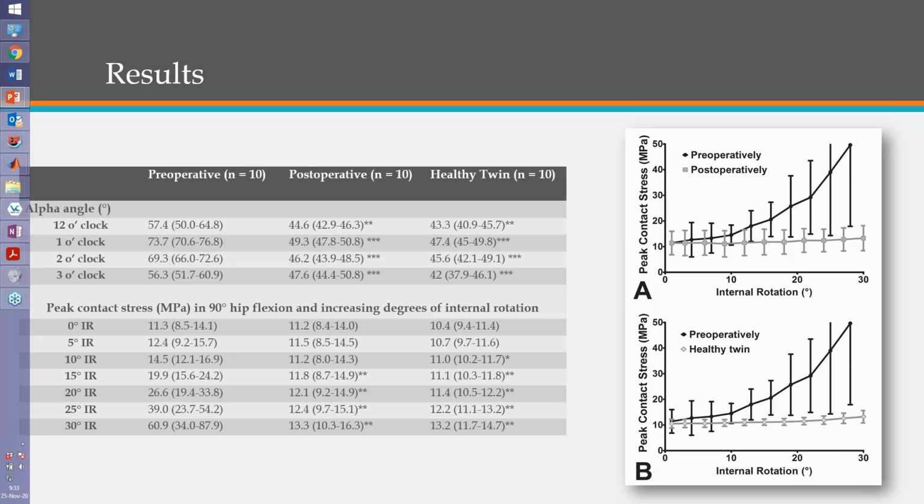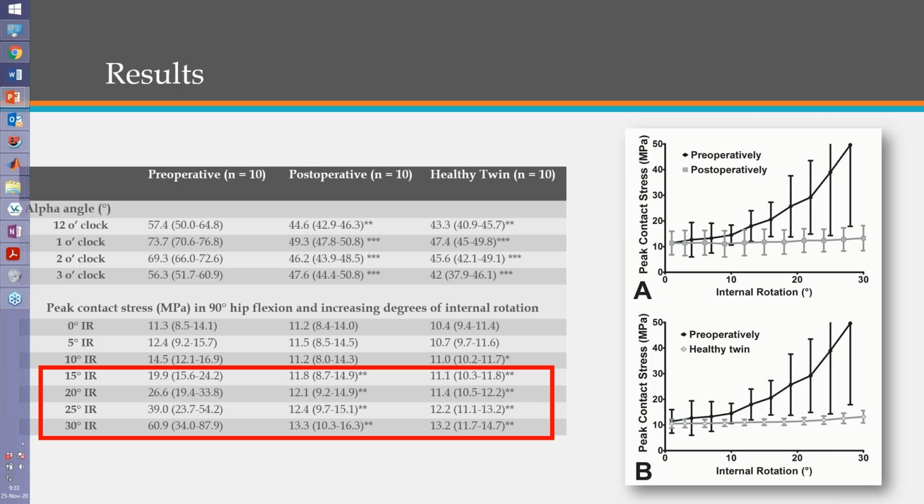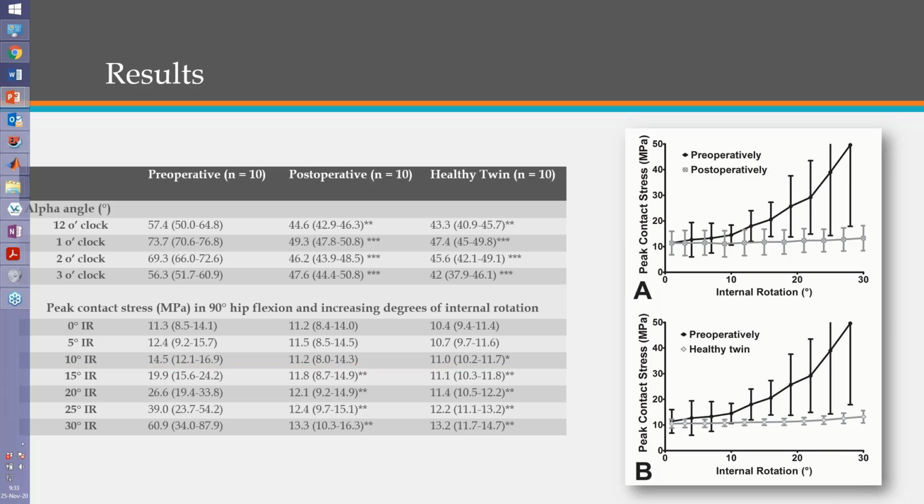By doing so, we saw in our demographics that the CAM had an alpha angle of up to 73 degrees in the preoperative setting. Postoperatively, in all 4 o'clock positions, we saw that the alpha angle was below 50 degrees. In the healthy twin situation, these values were just a tad lower compared to the post-op situation.